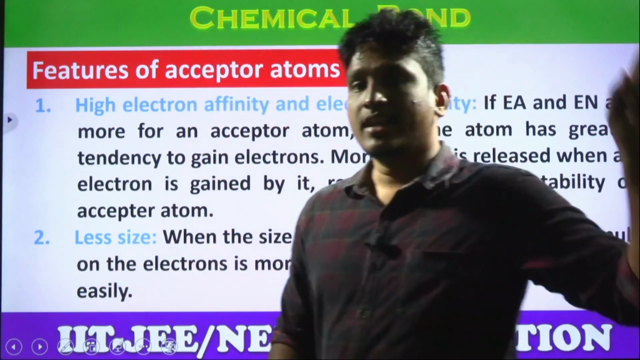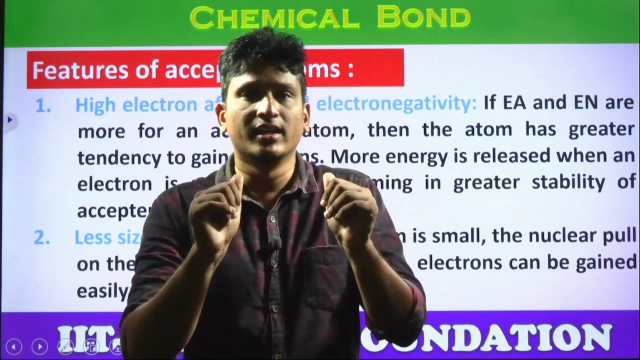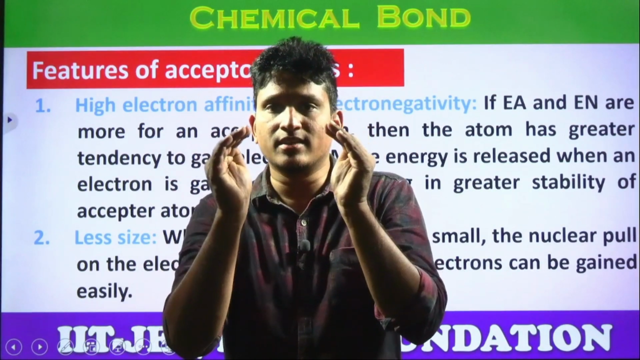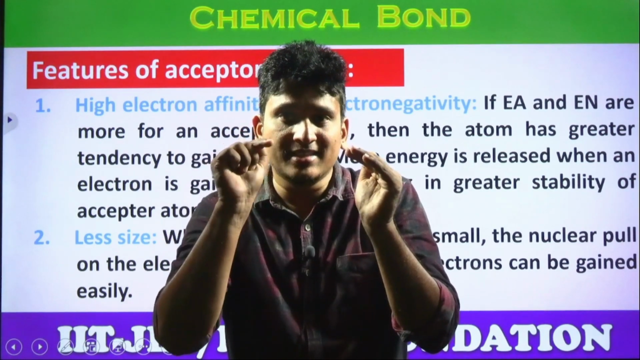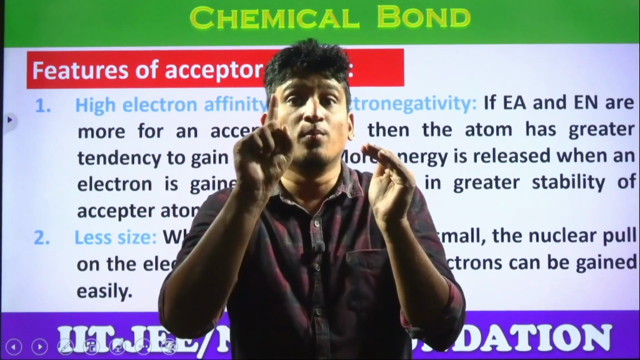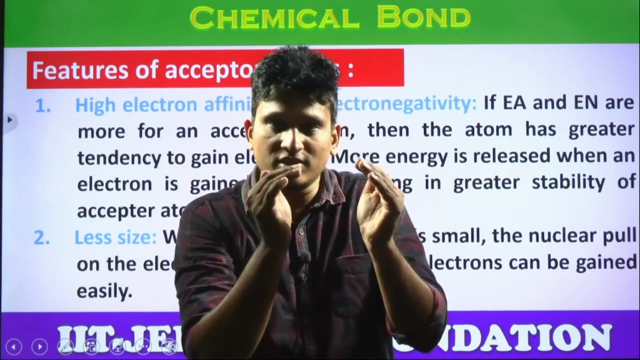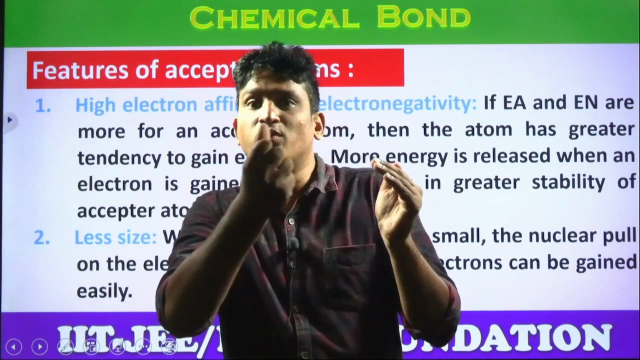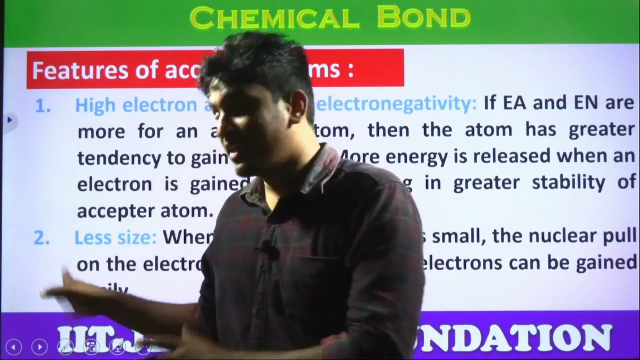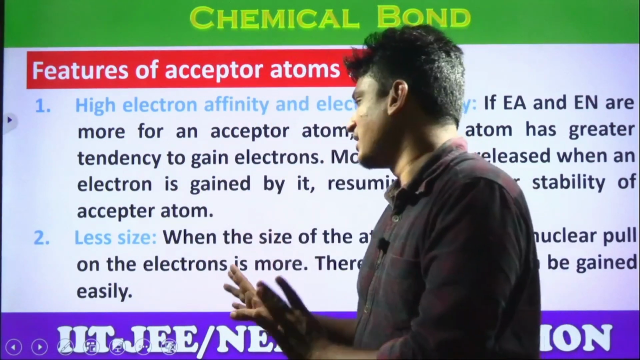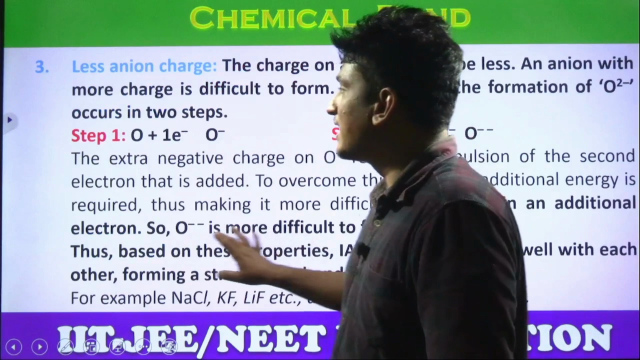So less size. Therefore, for cationic formation, more size is the favorable condition. For anionic formation, less is the size. Why? If the atomic size is small, for anions, which are gaining, does the incoming electron experience more nuclear force or less nuclear force? More nuclear force. Why? Because the valence shell is closer to the nucleus. If the valence shell is closer to the nucleus, the incoming electron experiences more nuclear force. More nuclear force means it can easily get into that atom, into the valence shell. Understood? So for anionic formation, less size is the favorable condition. When the size of the atom is small, the nuclear pull on the electrons is more. Therefore, electrons can be gained easily.